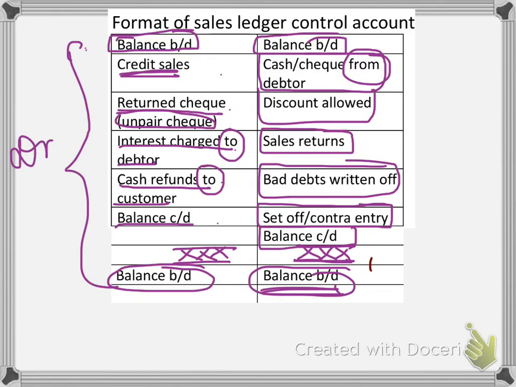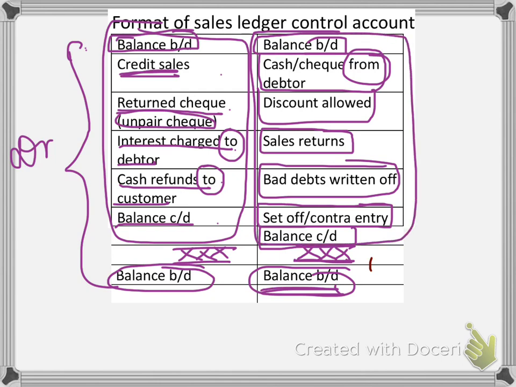Also remember, for remembering the purchase ledger control account, it's best if you first learn the sales ledger control account thoroughly, because the purchase ledger control account is just the opposite of the sales ledger control account. So whatever is on the debit side here in the sales ledger control account is on the credit side of the purchase ledger control account, and whatever is on the credit side here in the sales ledger control account is on the debit side of the purchase ledger control account. And this cash or check is cash or bank.